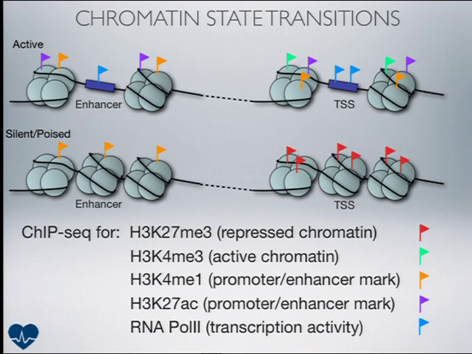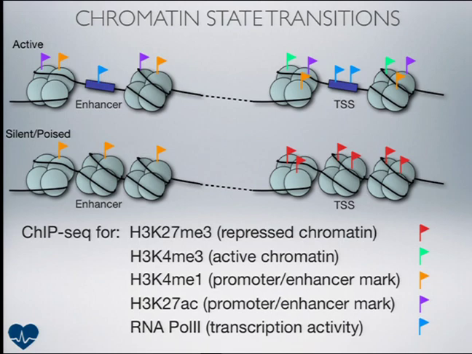K4 monomethylation and K27 acetylation that are, depending on which gene you look at in a static cell type, K4 can be associated with active enhancers. These are these orange and purple marks, and together have been considered to be associated with active enhancers. And finally, RNA polymerase II, which I guess would be marking an active promoter.